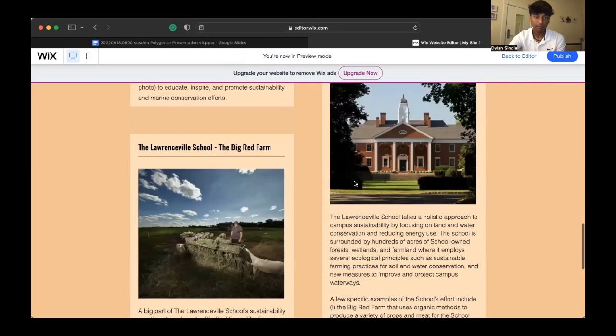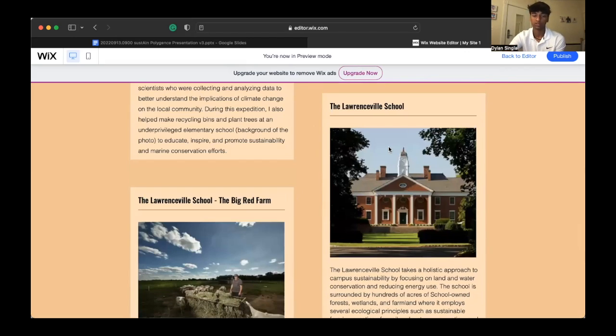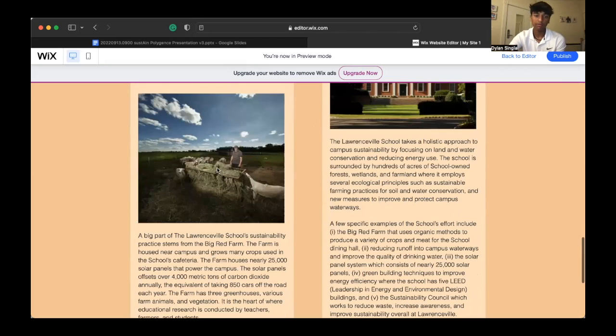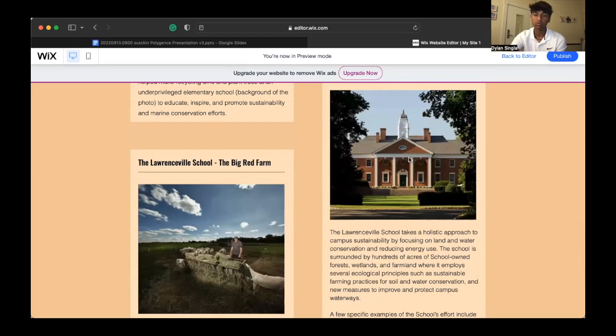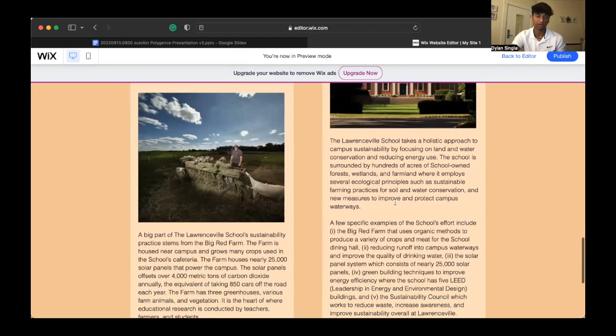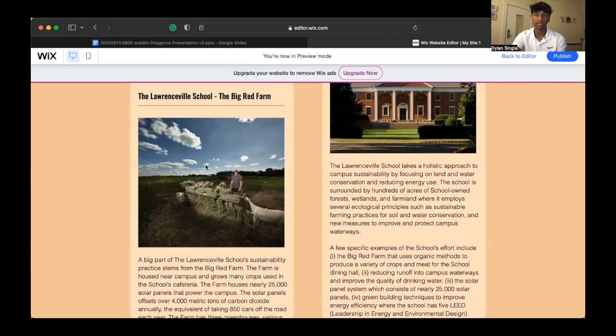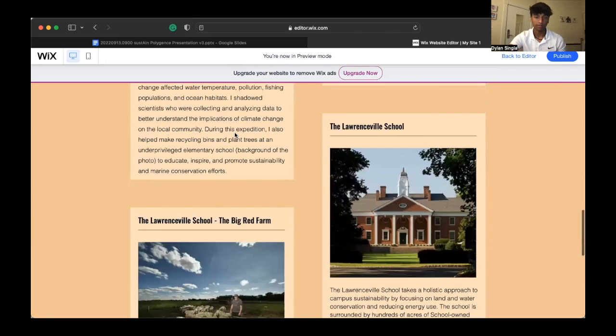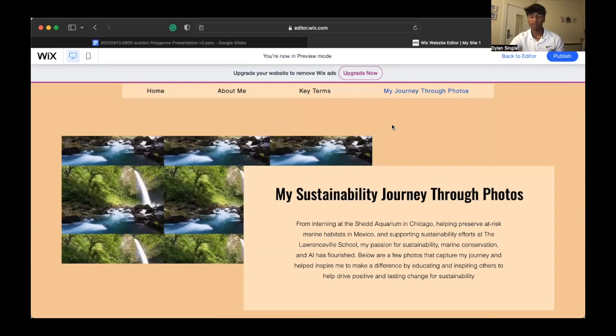Finally, we have the Lawrenceville School, which is the school I currently go to for high school. On the right, we just have a normal picture of the school, and below I explained how the school takes a holistic approach to sustainability. On the left is the main form of sustainability at my school, which is called the Big Red Farm. The Big Red Farm is a farm directly related to campus. It houses 24 acres of solar panels and provides most of the food we get in our dining hall, making it more sustainable. And eventually, over time, whenever I finish Sustainability in the Box, there'll be an additional tab I will add to my website with a full list laid out.